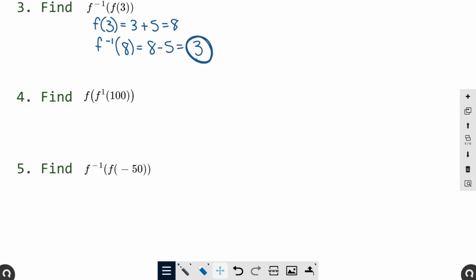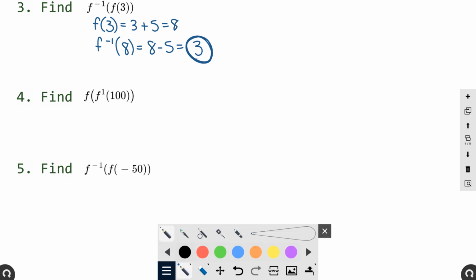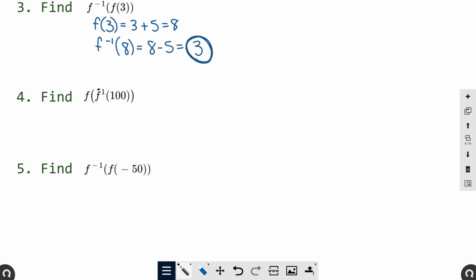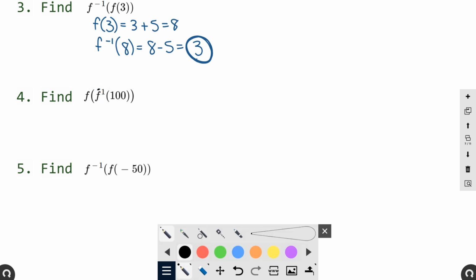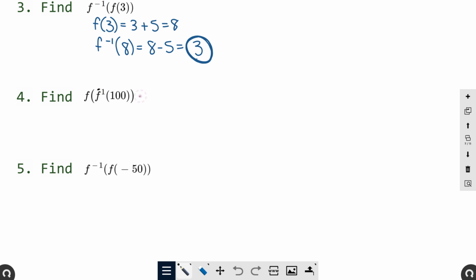Oh, that should have a -1 in there, the -1 kind of went away. That should be a -1. All right, so what is the function of the inverse of 100? 100. Boom. Done. What is the inverse of the function of -50? -50. Boom. Done.